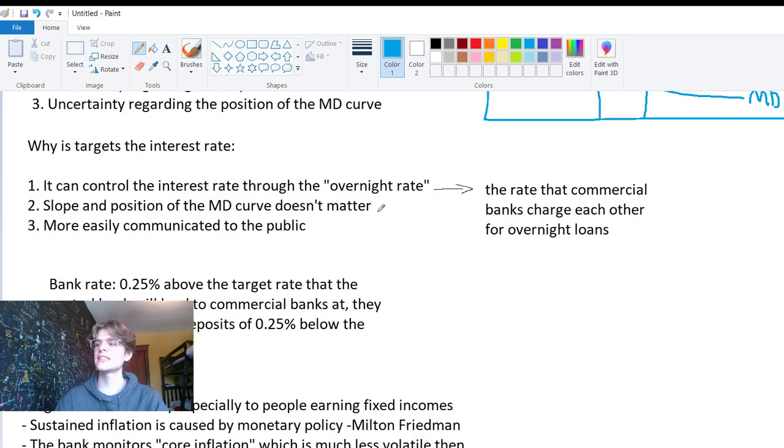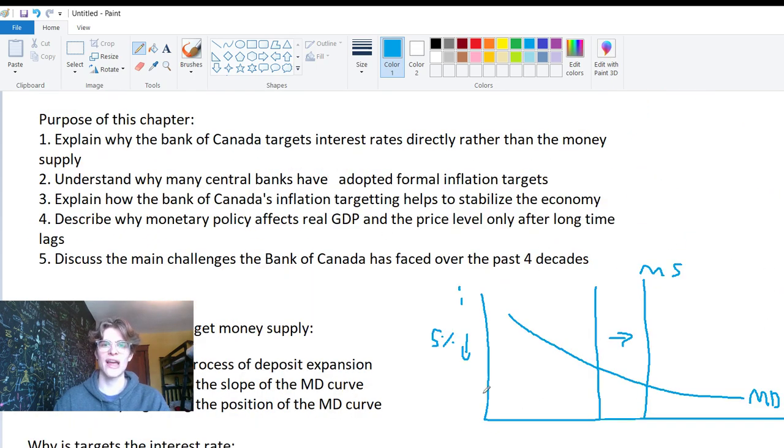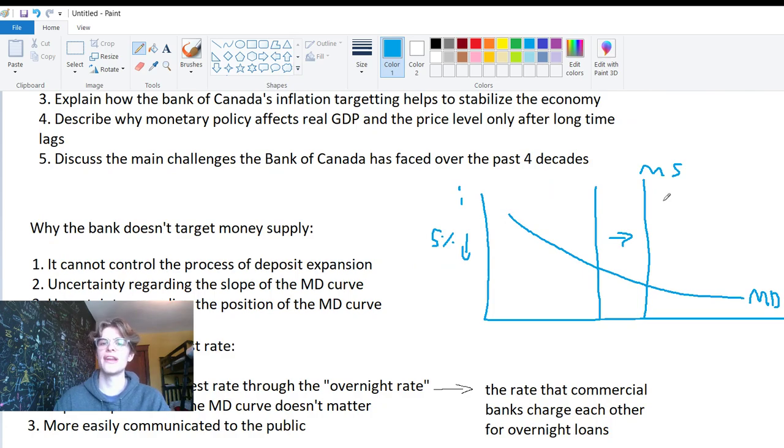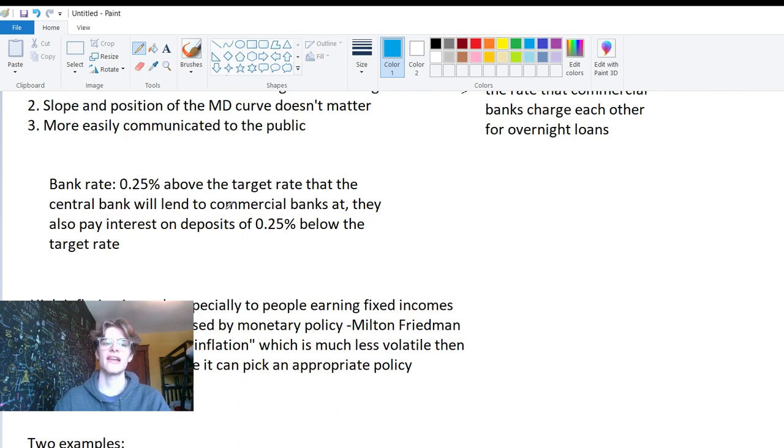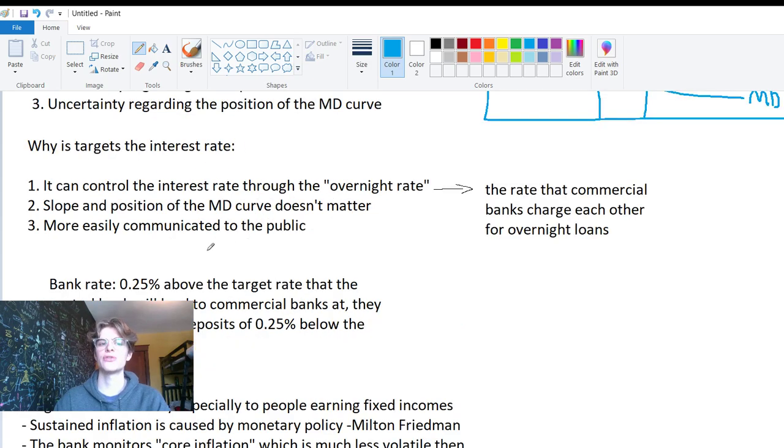And then the last thing is it's more easily communicated to the public, because it's easy for John Crow, or whoever else is managing the Bank of Canada, to say, okay, the new interest rate is 3%. Everyone understands what that means. If you go up on that stage and instead say, we're injecting $40 million into the economy, nobody really knows what that means, right? People don't have this graph memorized, and they don't know that an increase in the money supply is going to decrease the interest rate and that they should then go buy a house or something. It's very hard for the bank to communicate that. So instead, they target the interest rate, and it's easier to communicate to the public.